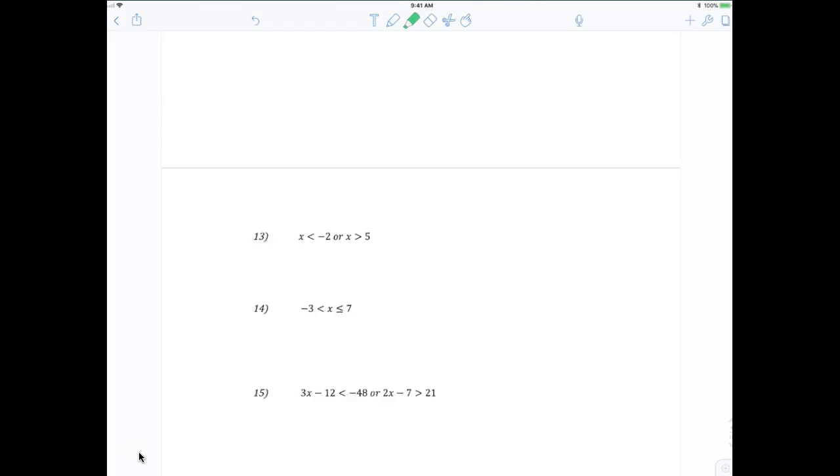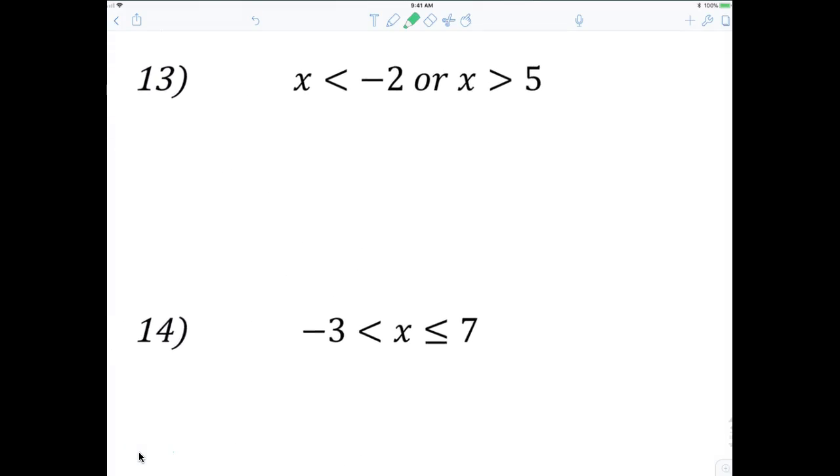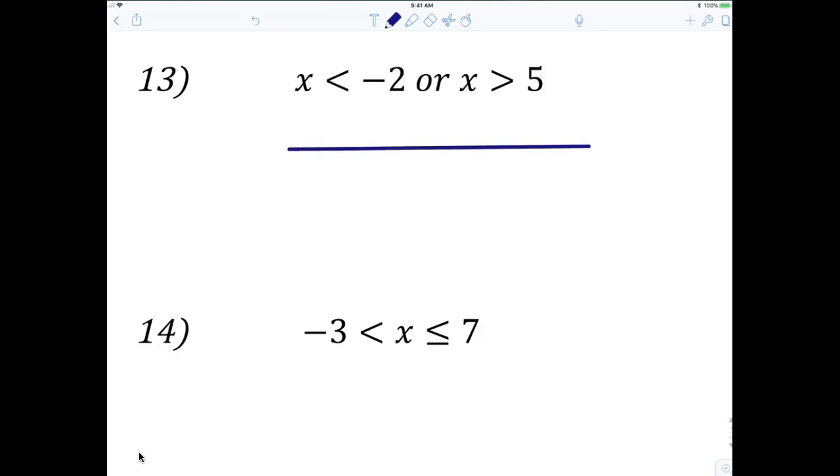So now we're on to compound inequalities. For the first couple, I'm trying to get you to visualize things. If I'm less than negative 2 or greater than 5, sometimes it might be easier to write out the number line, but I'm trying to get away from that. Negative 2, this direction, 5, this direction. Everybody see that? That would be the answer.